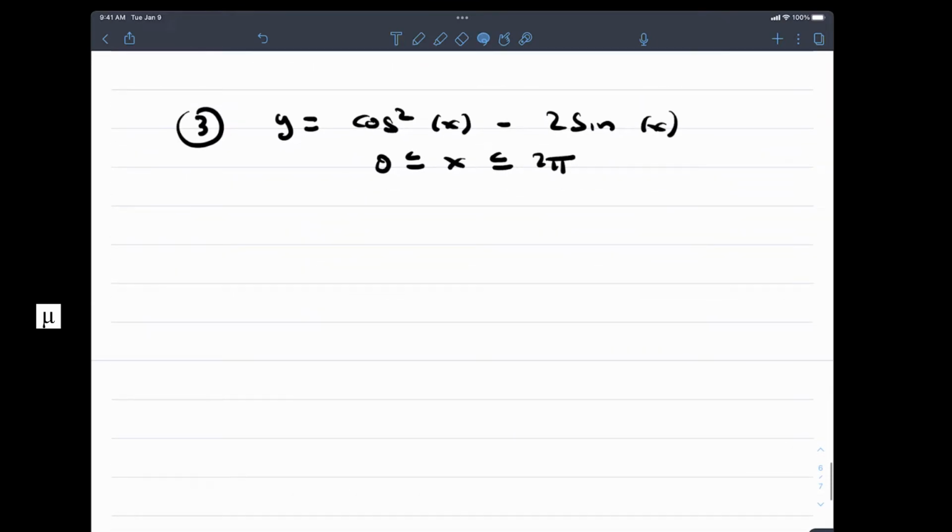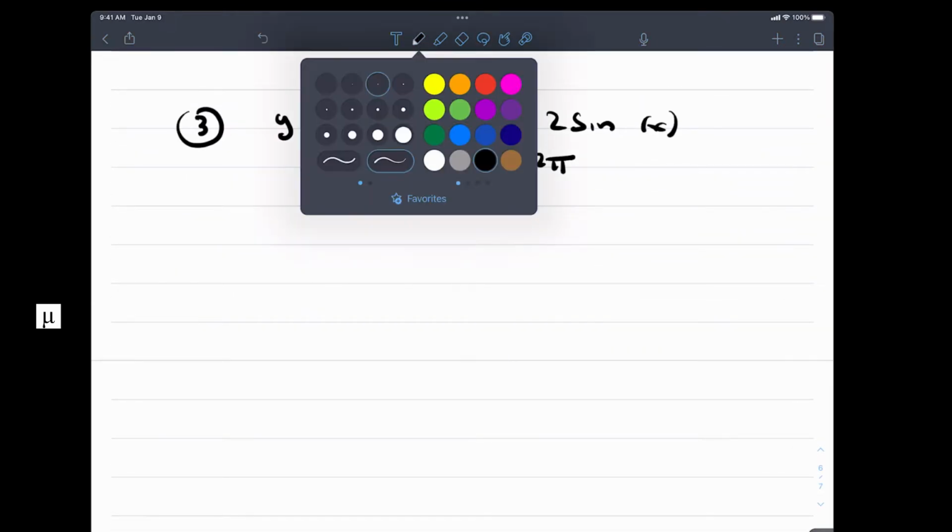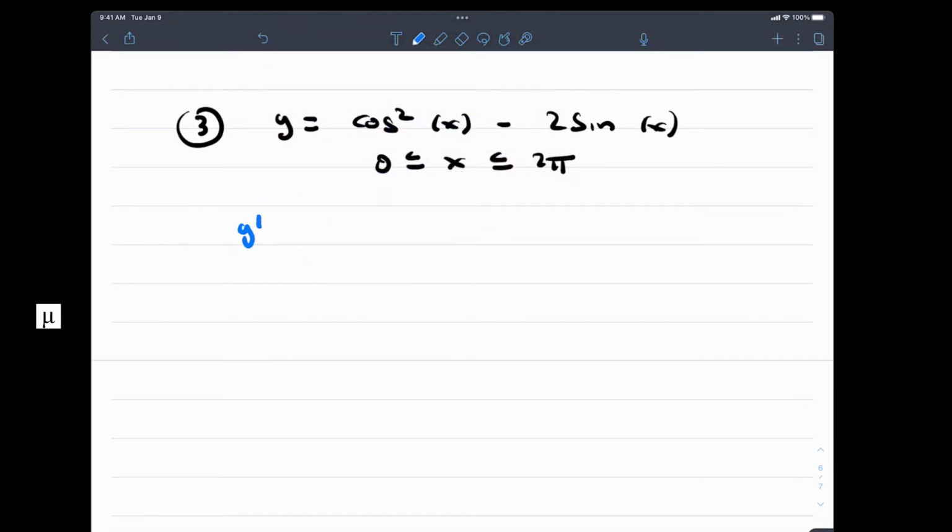Now, of course, what do we have to do? Yep. y prime, d dx, cosine squared minus what? 2 sine x.